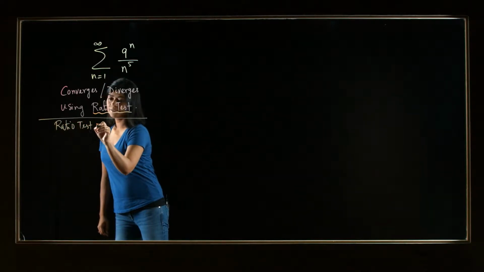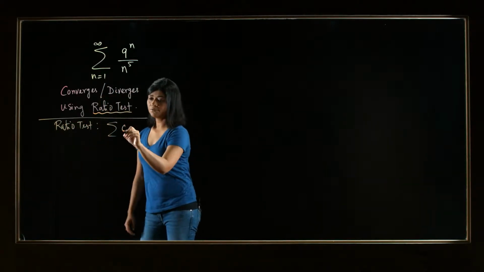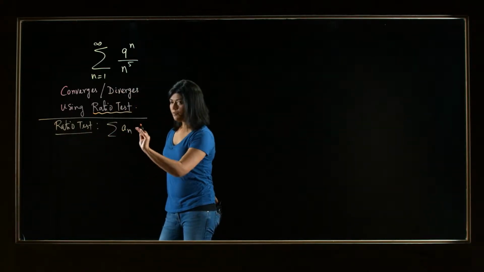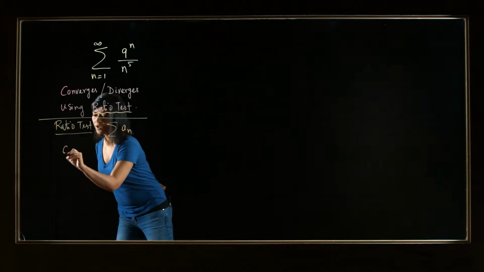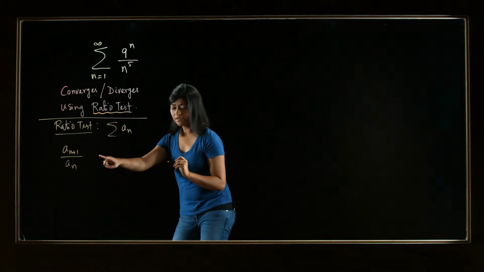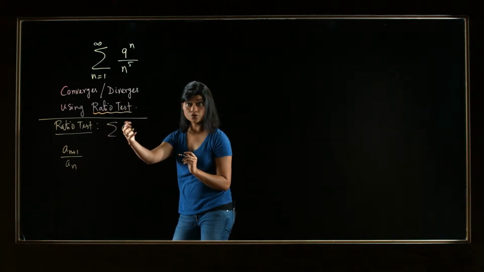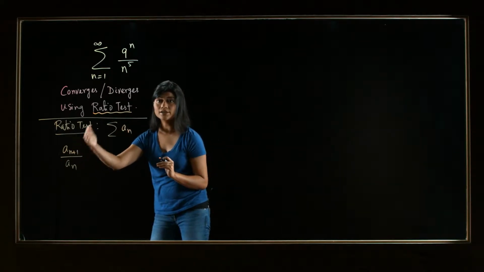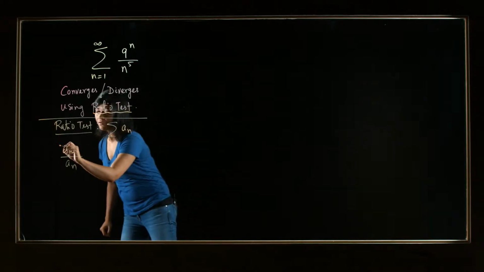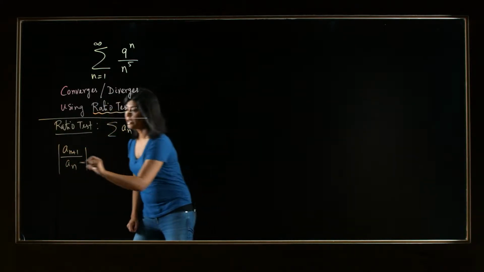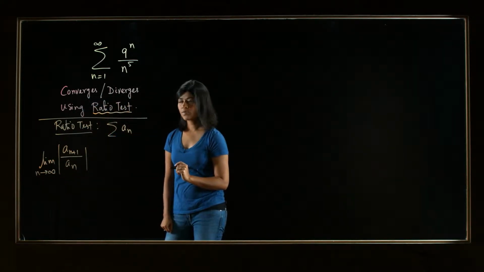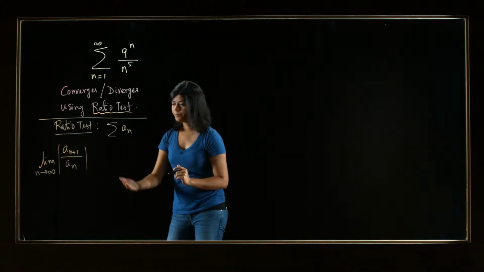To apply this test to any series of the form a_n, you have to first compute the ratio of a_(n+1) and a_n. So what does that mean? That means this term is given to you, that's the general nth term. You have to figure out the next term, the (n+1)th term, and form this ratio. Then you have to take the absolute value of this ratio and take the limit as n approaches infinity, and then evaluate the limit.